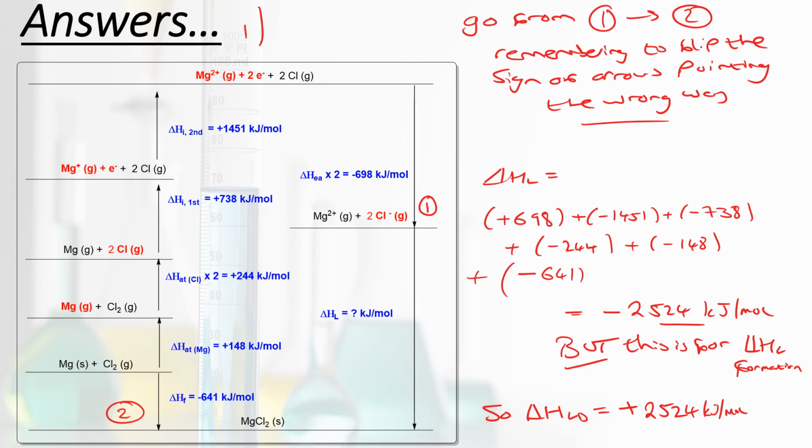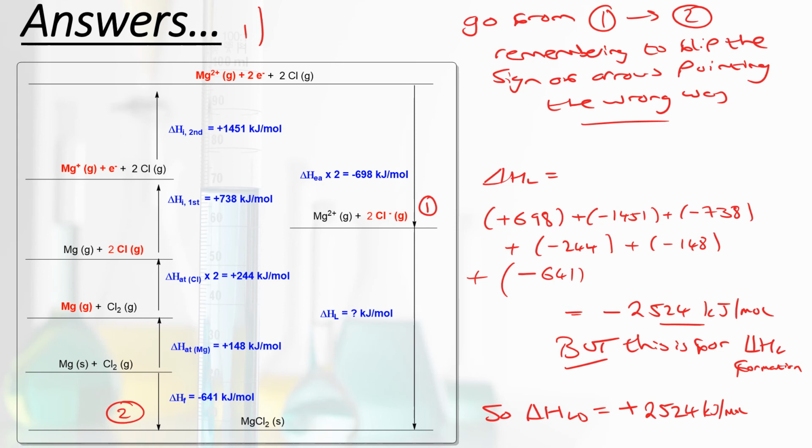And then we need to actually apply Hess's law here, go one way around the cycle. We can't go the delta HL arrow because we don't know that. So instead, I'm going to go the other way around. That is going from number 1 to number 2, but going sort of the other way as opposed to that delta HL arrow. And the key thing to remember is that if you go with the direction of an arrow, you keep the sign. If you change the direction of an arrow, if you go against it, you have to flip the sign of that enthalpy change. And so I have to flip the sign of my electron affinity, so it now becomes positive 698.